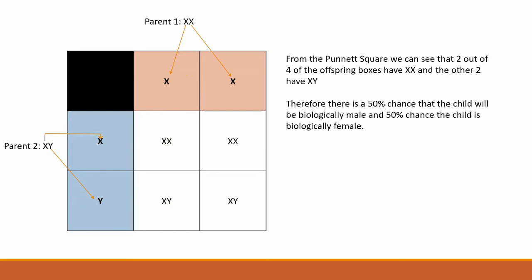And using the data inside of the white squares, which are the squares for children, we can see that it is a half and half split between XX and XY chromosomes, which explains why we have roughly an even split of male and female people in the population.